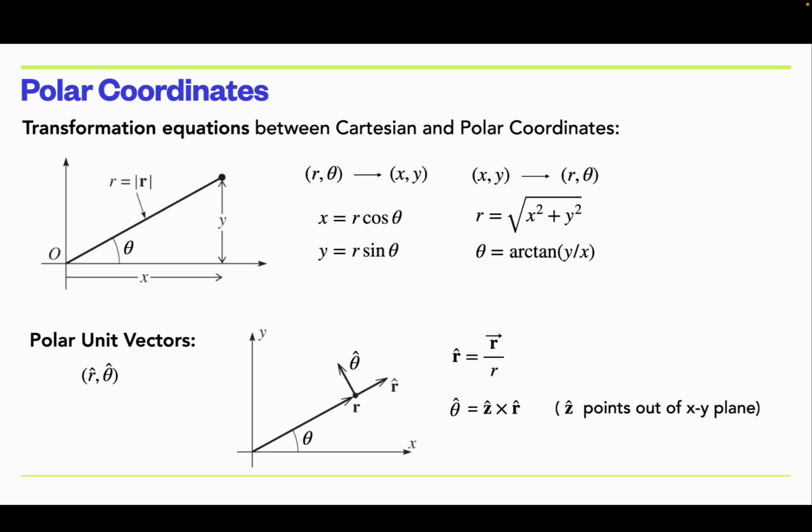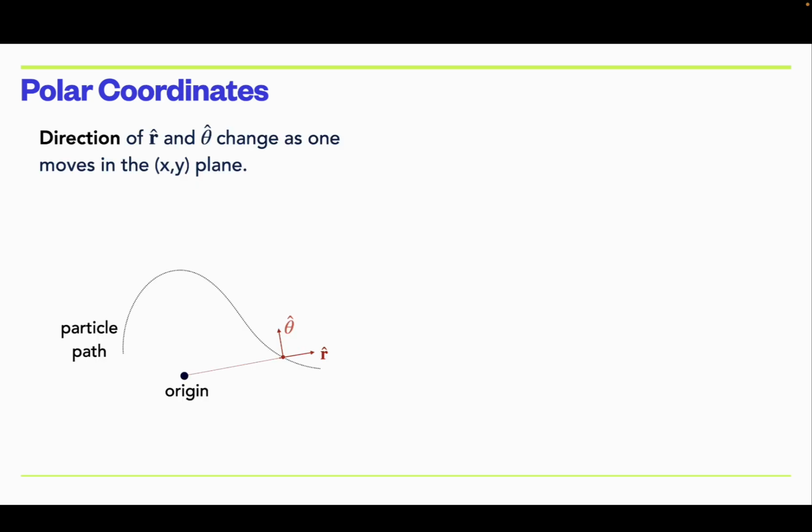Theta hat is a unit vector that's perpendicular to that R hat unit vector. And so you could define it as z hat cross r hat, where z hat is a unit vector pointing out of the page. But you don't really need to worry about that. It's just a unit vector that is perpendicular to the r hat vector. So that r hat cross theta hat is pointing out of the page, not into the page. Okay, so this is why unit vectors in polar coordinates are a little tricky.